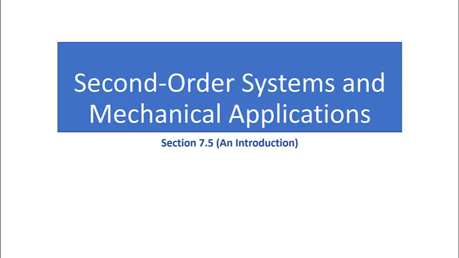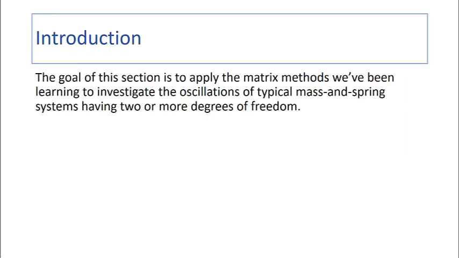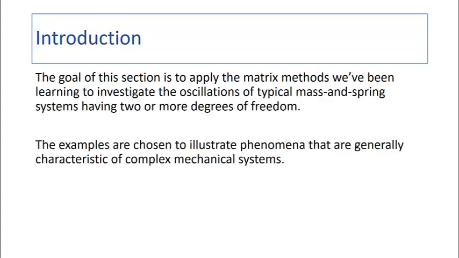Hi everyone. This video serves as an introduction to section 7.5 of our text, where we will be studying second order systems and mechanical applications. The goal of this section is to apply the matrix methods we've been learning to investigate the oscillations of typical mass and spring systems having 2 or more degrees of freedom. And the examples chosen are to illustrate phenomena that are generally characteristic of complex mechanical systems.